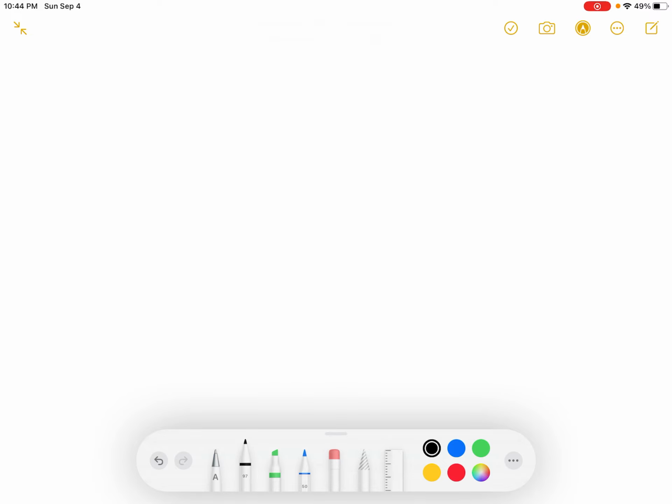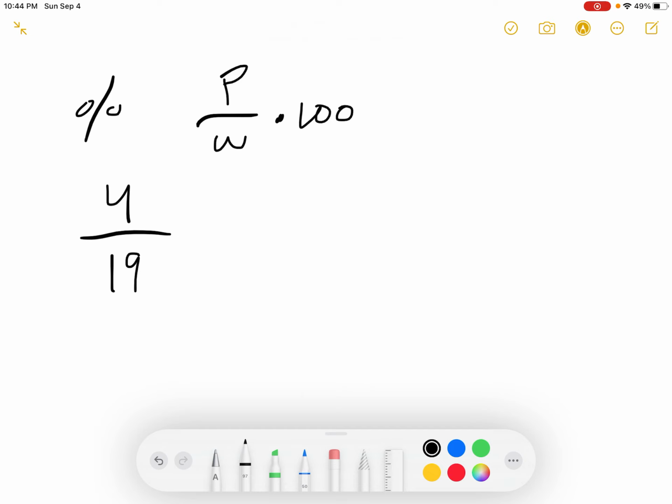Well, let's talk about sort of like statistics and probability. A percent of something is a part divided by a whole, and you have to multiply it by 100. That's kind of hopefully obvious. If there's 4 people wearing hats in a class of 19 people, you do that fraction times 100 to get to the percent of how many people have hats on.